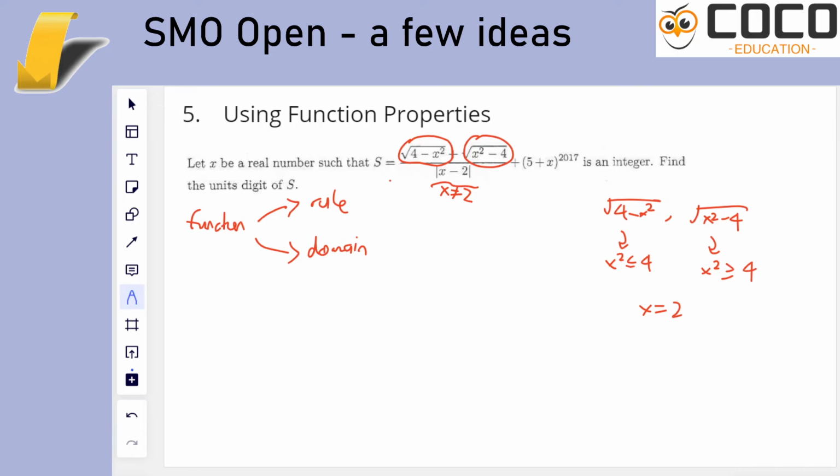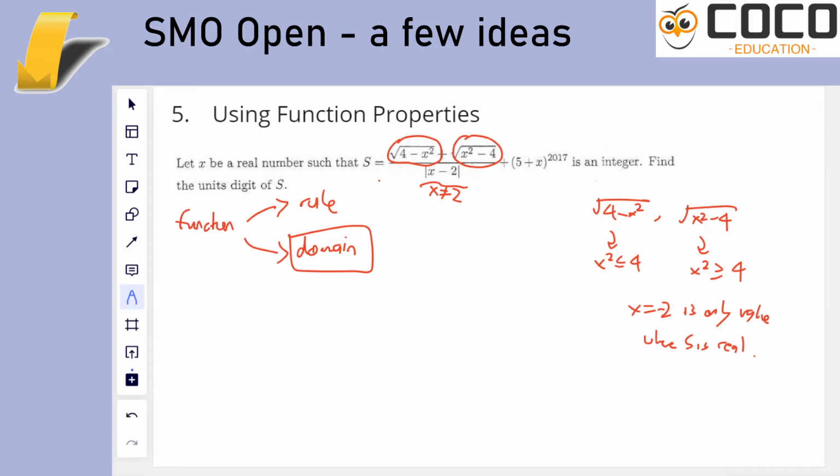So, how do I make this into even a real number? X is minus 2. It's going to be the only value in the domain. Or rather, it's the only value where S is real. So don't forget the domain. And also, don't forget about your other function properties.